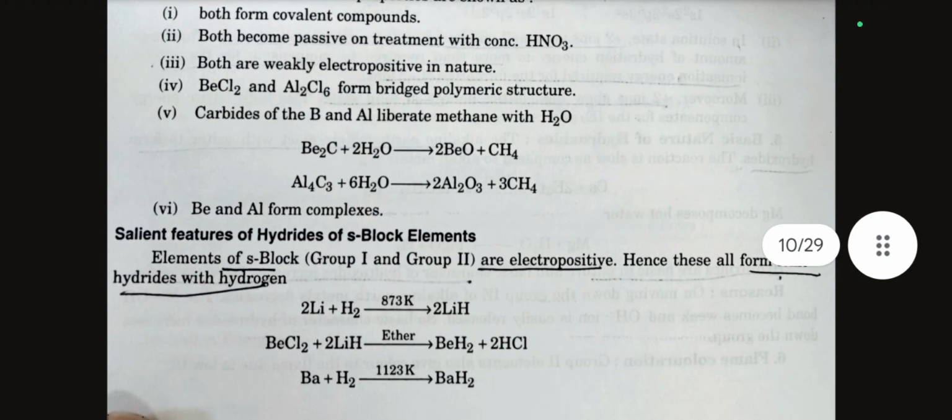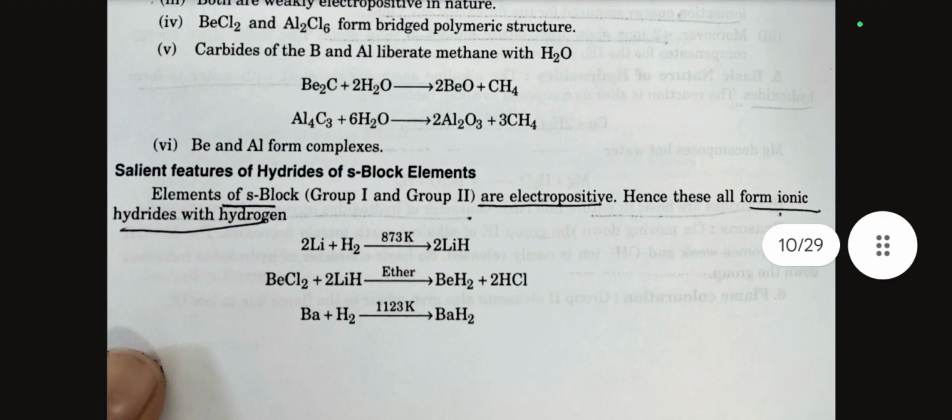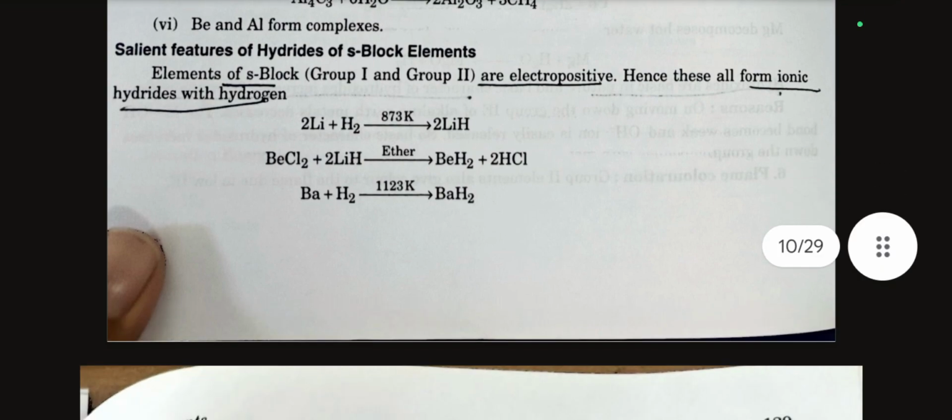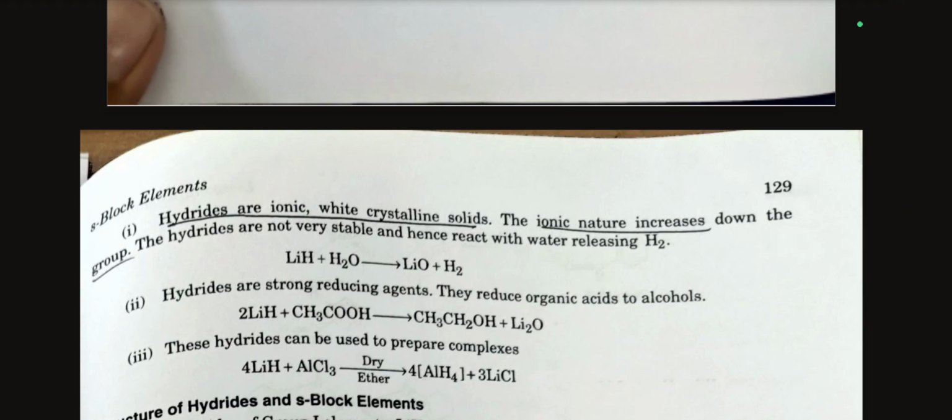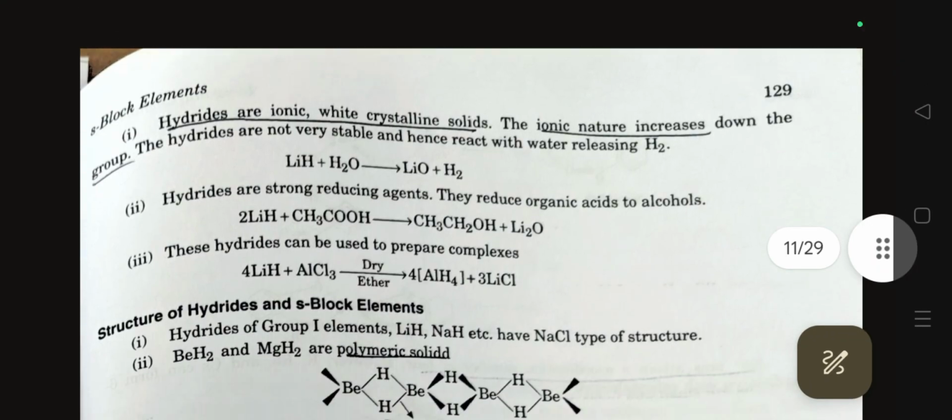Salient features of hydrides of s-block elements. Elements of s-block Group 1 and Group 2 are electropositive, hence they all form ionic hydrides with hydrogen. Hydrides are ionic, white crystalline solids. The ionic nature increases down the group. The hydrides are not very stable and hence react with water, releasing H2. Hydrides are strong reducing agents. They reduce organic acids to alcohols.